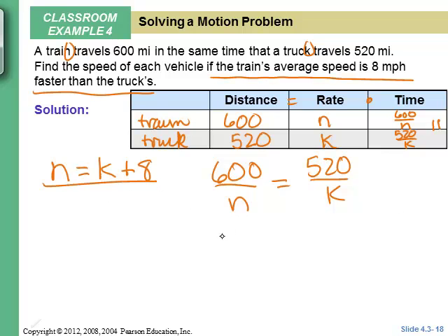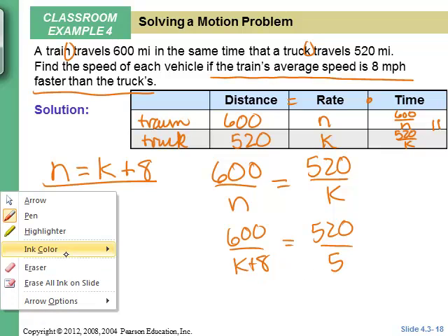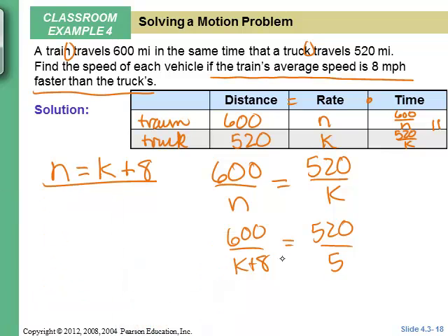But N is K plus 8, so we have 600 over K plus 8 is 520 over K. You treat this like a proportion. In other words, all we're going to do then is cross multiply these two things, and we get 520K plus 8 times 520 is 4160 equals, why did I write, this should have been K here, 600K.